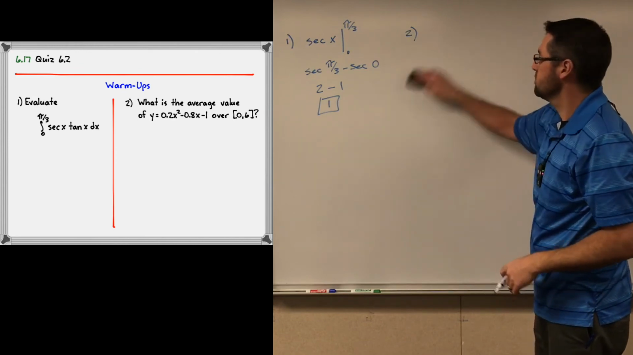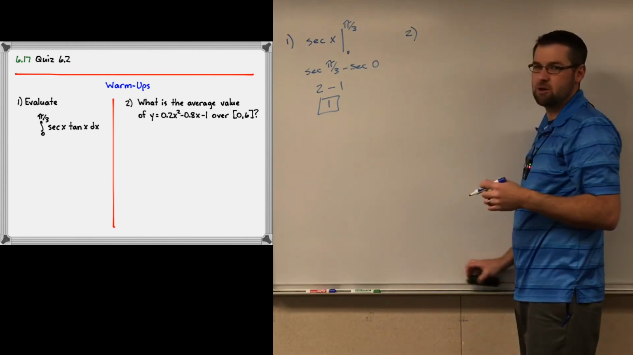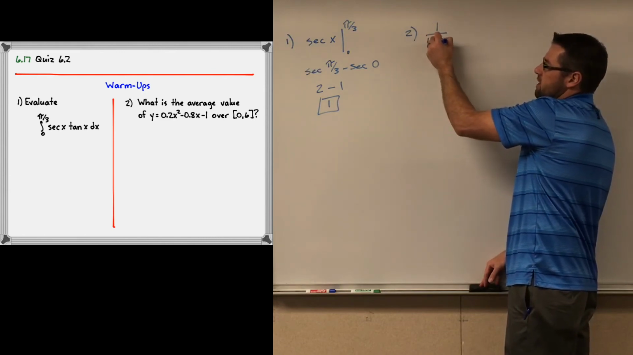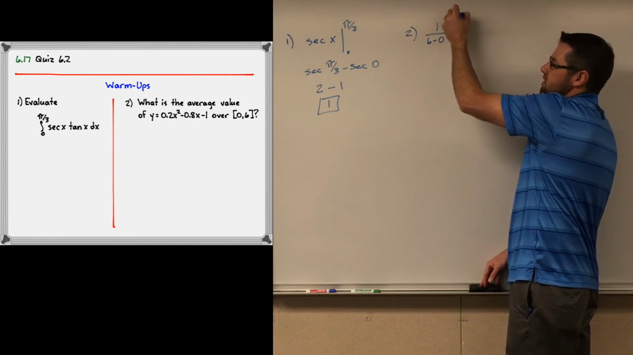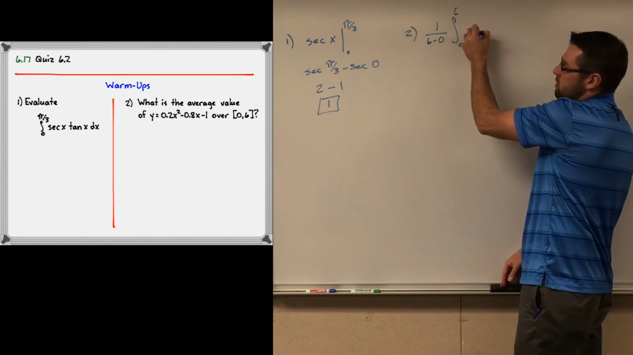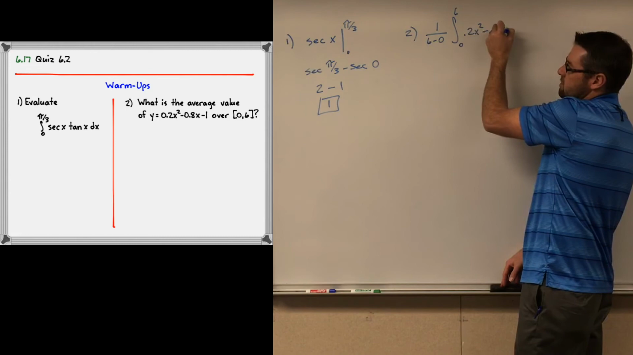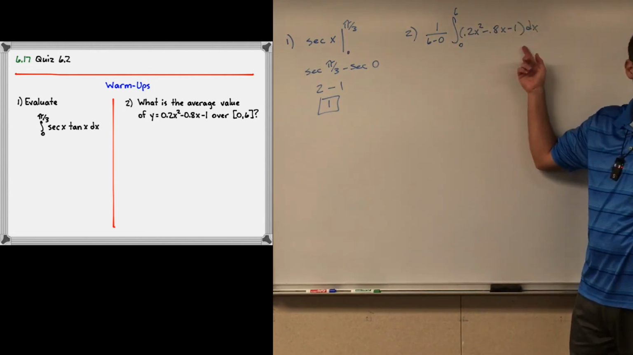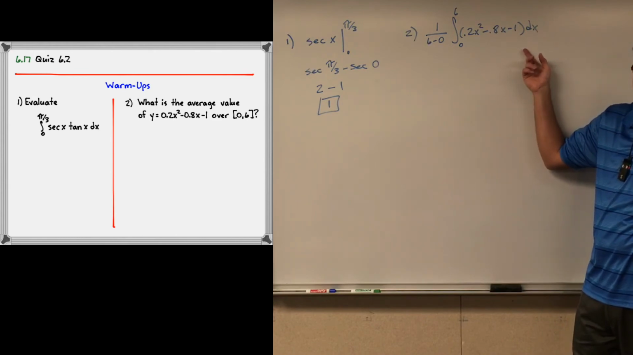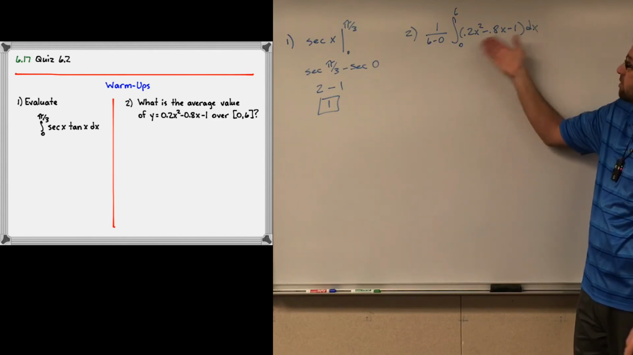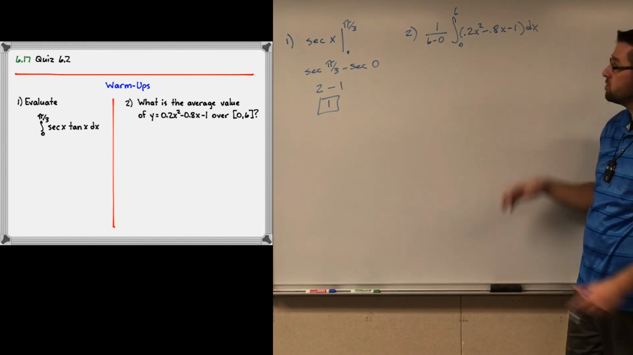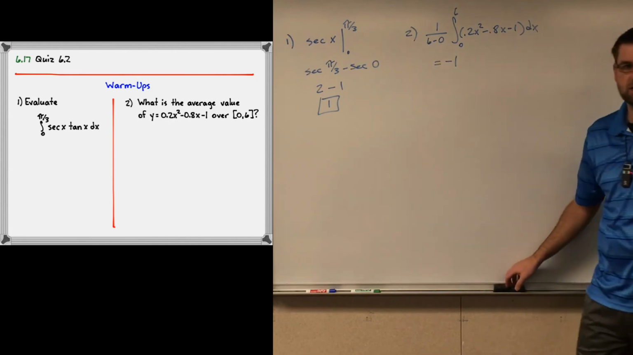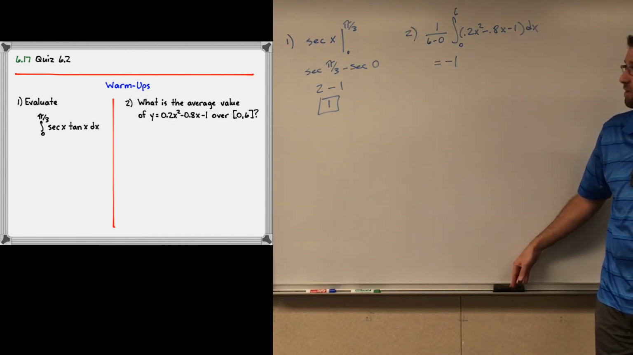Average value is something with the integral. Average value is 1 over 6 minus 0, integral from 0 to 6, of 0.2x squared minus 0.8x minus 1 dx. This should not be a difficult one to take the antiderivative of, right? It should be pretty easy. But you can use your calculator because it is a lot of number crunching. What did you guys get? -1. So you can see it actually doesn't end up being that messy if you did it, okay?